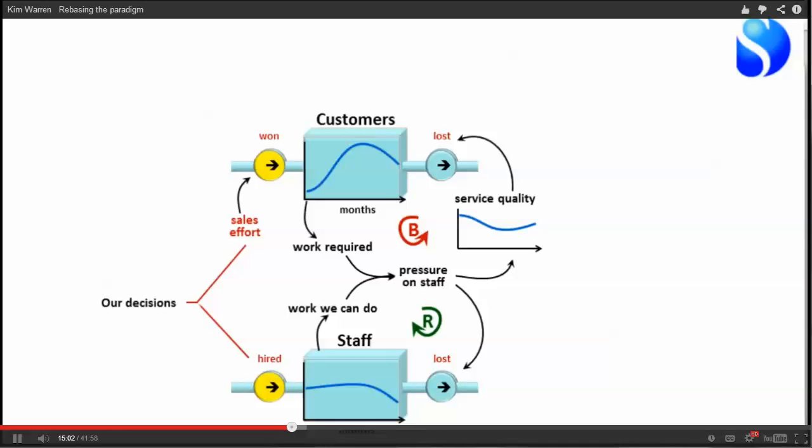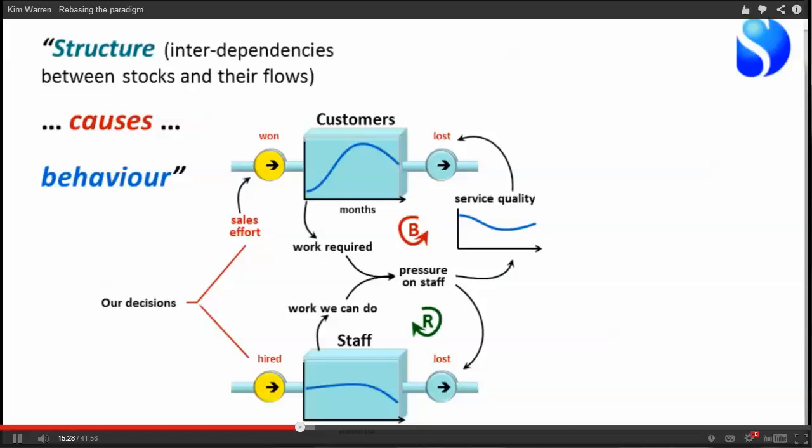Now here is where the decisions sit in this, and typically the people we work with want to know where the decisions are in these pictures, and very often they're quite hard to find in those causal loop diagrams. Where exactly is the decision I'm taking here in this feedback structure? But here are our decisions. How many customers should I go out and try to win, and how many people should I hire?